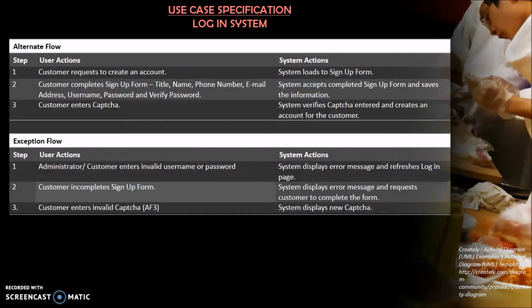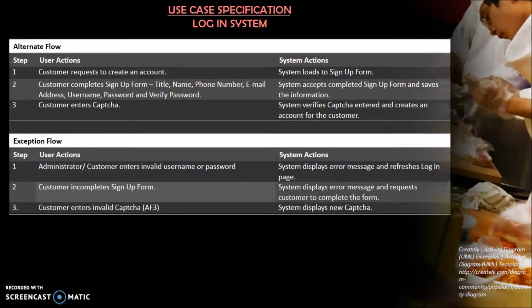Next is the alternate flow. The first one, customer requests to create an account. So the system will load to the sign up form. The customer completes the sign up form, the title, name, phone number, email address, username, password, and verify the password. The system accepts completed sign up form and saves the information. And lastly, customer enters CAPTCHA. The system will verify the CAPTCHA and creates an account for the customer.